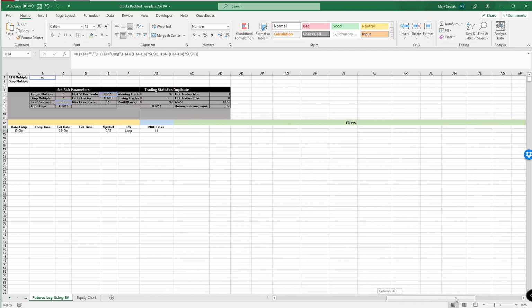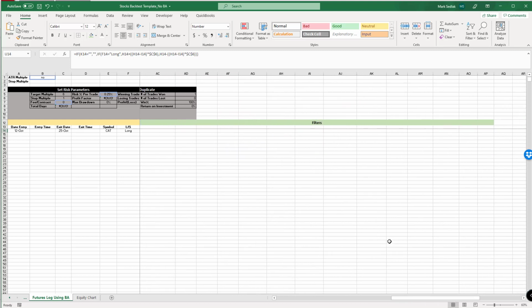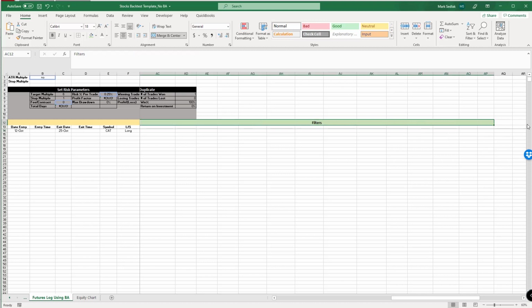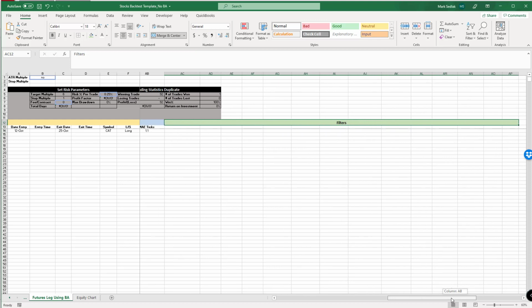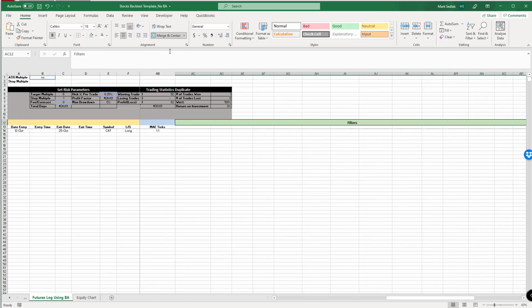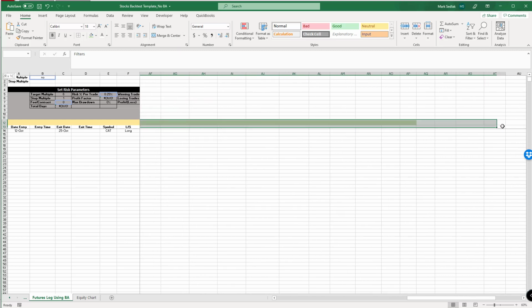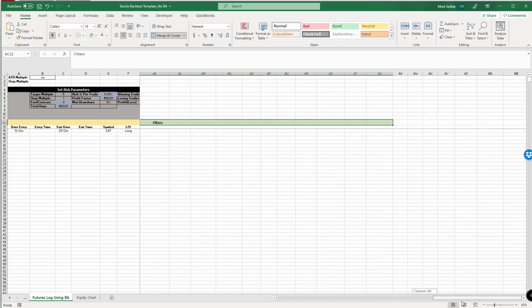Okay, next, I put a section here for filters. Now you may want more room. If you want to add more room and you want this green bar to extend further, it's pretty simple. You just need to come up here to the Home tab, go to Merge and Center, hit it, and it's going to unmerge that cell. And you just need to drag it to however far you want it to go, and then hit Merge and Center again, and you can see now it goes further.